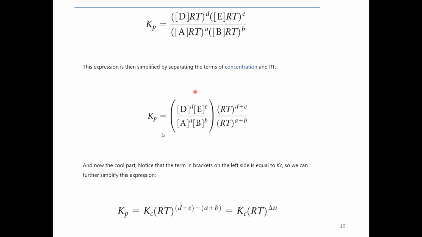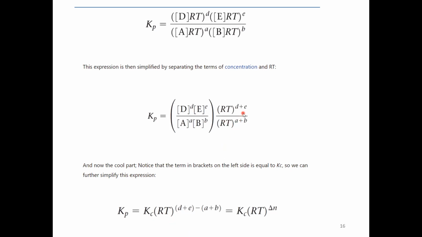And then if we look at what's in the parentheses now, this is just going to be our equilibrium expression in terms of concentration. So this is just going to be Kc, because we've got the concentration of all of these substances raised to the power. So we can substitute in Kc for this, and we can essentially just combine this RT fraction piece into one term.